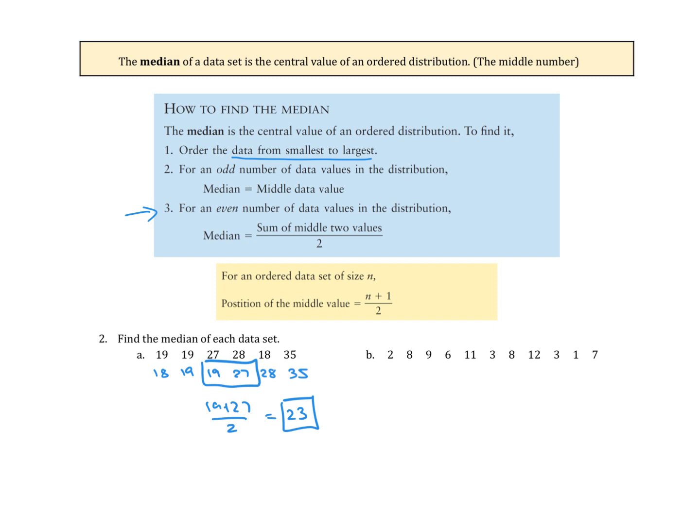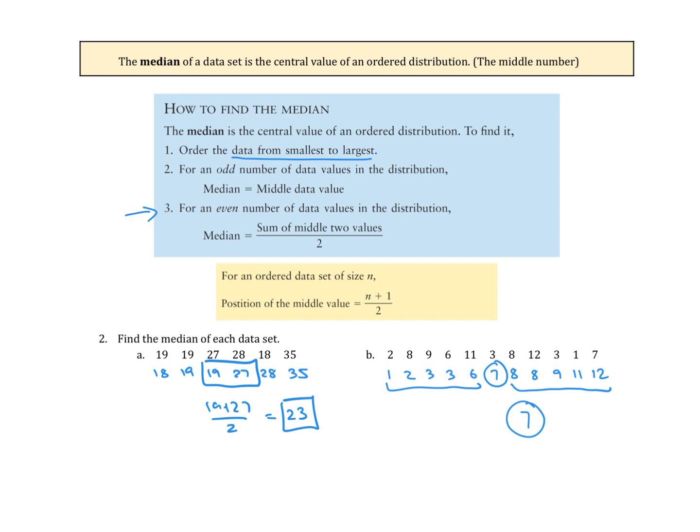I'm going to do the same for part B. Pause the video and put the data values in order yourself. Okay, there's my data values in order. This time I have 11 data values, and my middle number is this 7 right here. When you choose your middle number, there should be the same number of data values below and above. Notice I have 5 data values below and 5 above, which tells me that 7 is my middle number. And so that is my median.